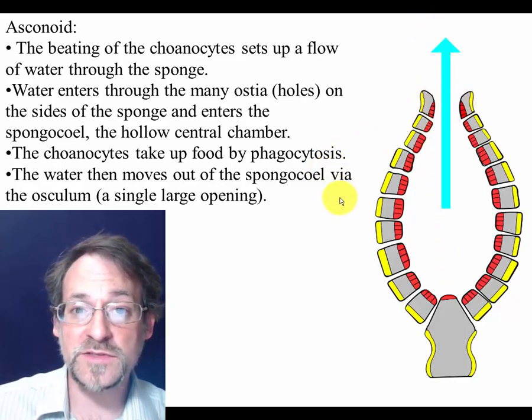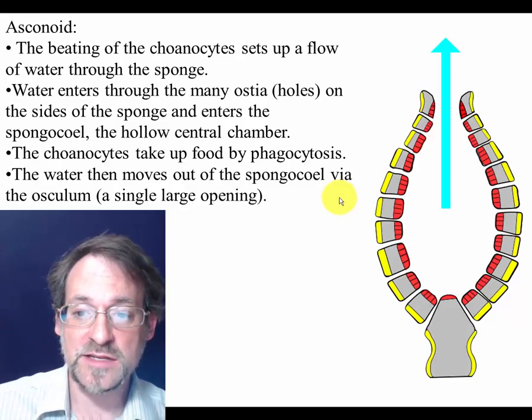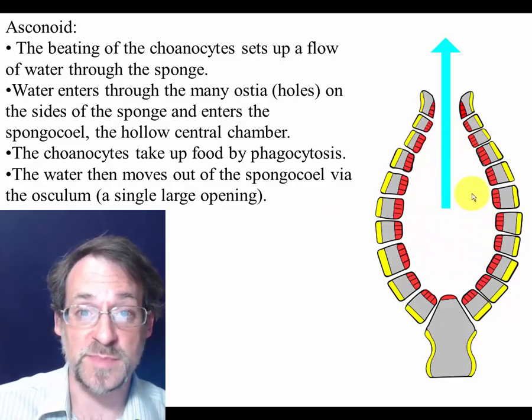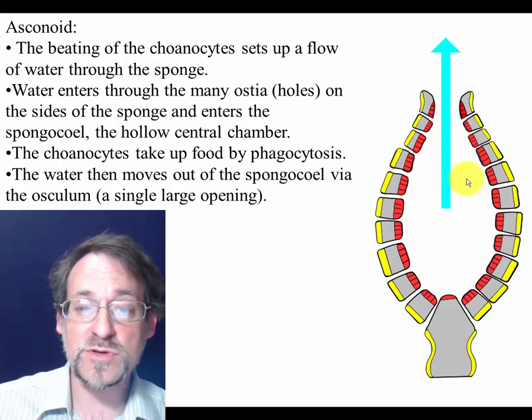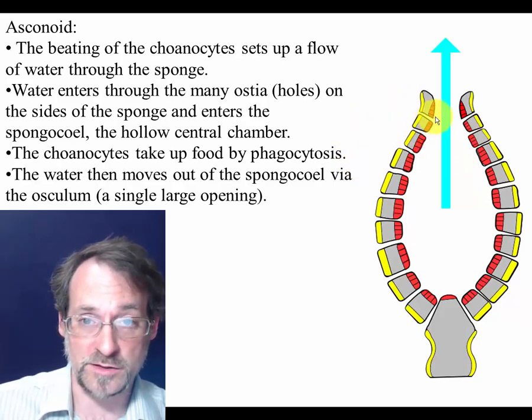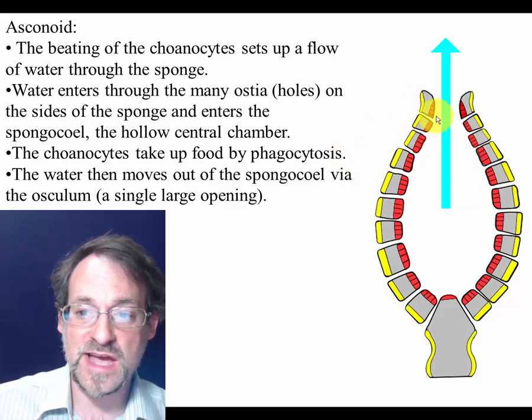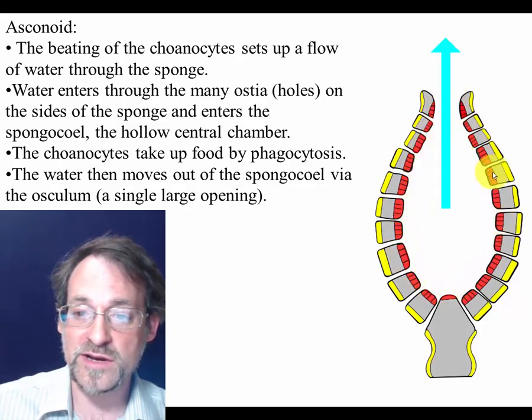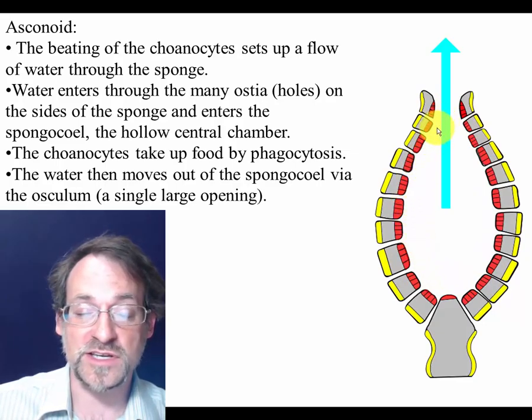This is a relatively inefficient way of feeding. And the reason is that you can see that most of the space inside the sponge is dead space. Remember, you can only catch food where choanocytes meet water. And here, the active feeding is restricted to this narrow layer of water that's around the outside of the spongocoel.